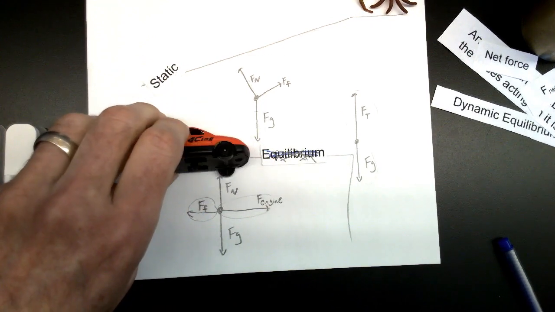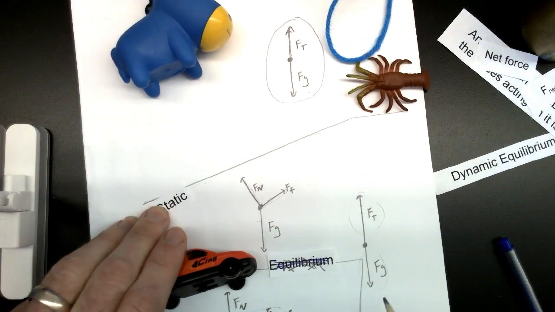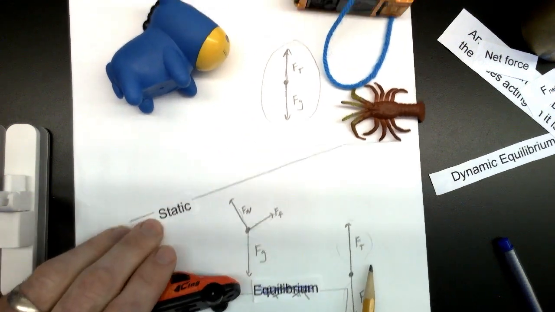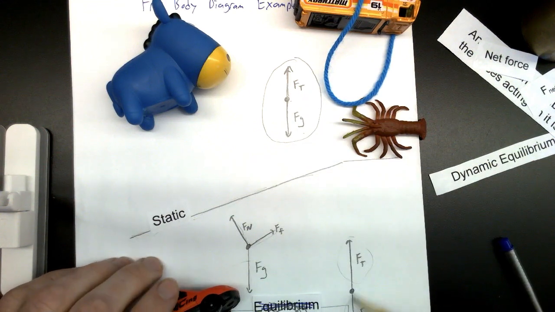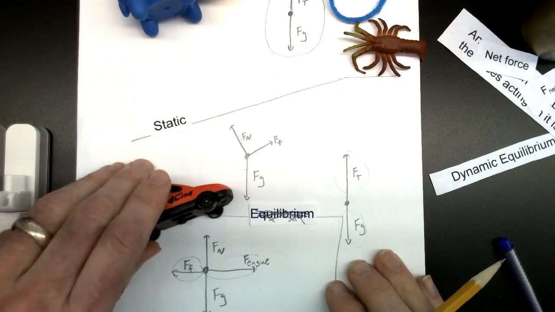So this is just a couple of examples of how to do some free body diagrams, both when you have equilibrium, either static or dynamic equilibrium, and when you have a not equilibrium situation, when you have some acceleration.